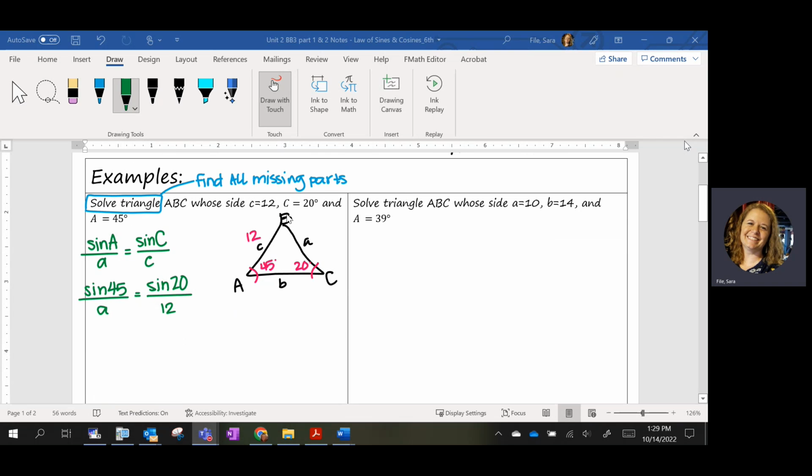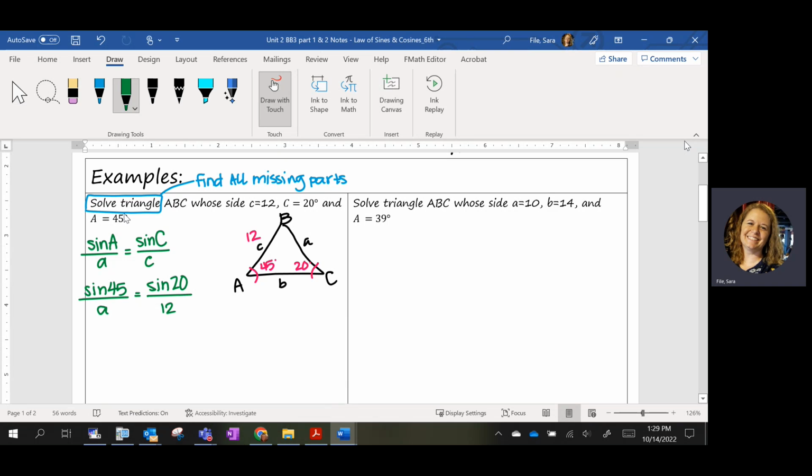So in this example, I sketched and wrote in pink the given pieces. Solve the triangle means find all the missing parts. So we need to find angle B, side A, and side B. I see that I know angle C and side C, and I know angle A, and I need side A. So I know 3 of the 4 pieces for this proportion, and I've plugged in the 3 that I know.